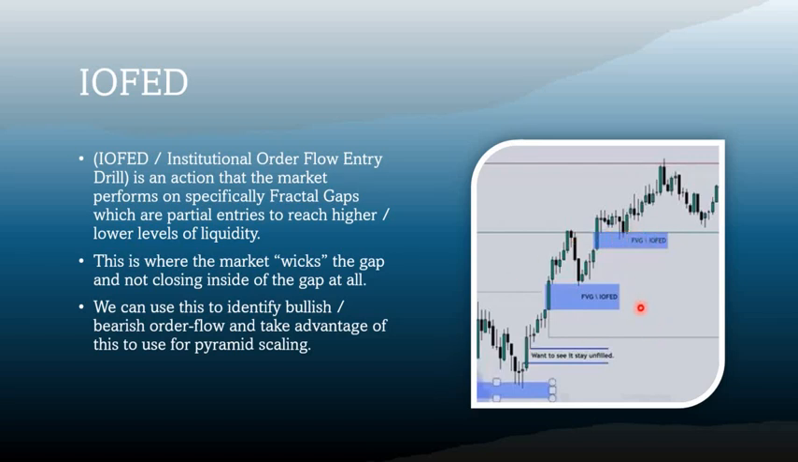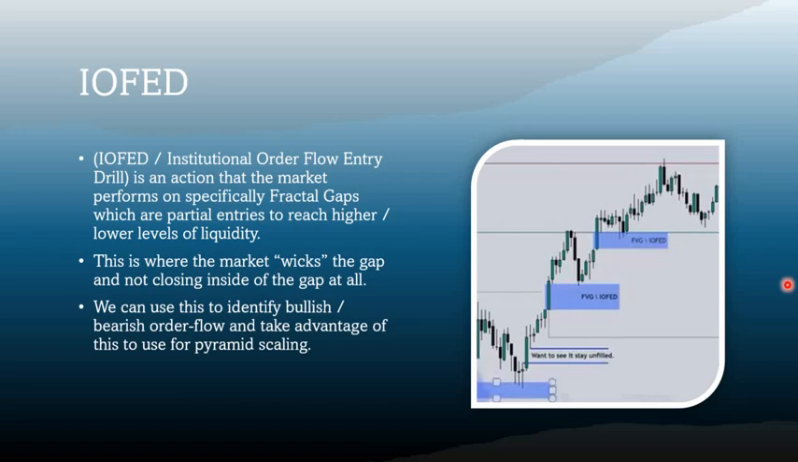So IOFED, Institutional Order Flow Entry Drill. This is when we have a partial fill of a fair value gap by the market just wicking it. When you have a glass of cookies and milk, right? You have an Oreo. Do you dunk it or do you dip it? Me personally, I dunk it. But some people, they dip it into the milk, right? That's what you want to be imagining when you look at the fair value gaps, okay? You want to dip your cookie into the milk, just like the market wants to dip the candles by the wick into the gap. It doesn't want to fill it. It doesn't even want to close in it. It just wants to tag it, right?